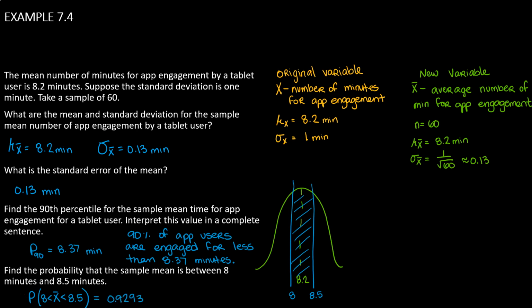I can use a calculator with the built-in cumulative area functions to find this probability. All I need to do is tell the calculator what my distribution looks like, what the left boundary is and the right boundary, and I can find that there is about 0.9293 area between those two numbers, 8 and 8.5. So there's about a 93% chance that a sample with size 60 has an average between 8 and 8.5 minutes.